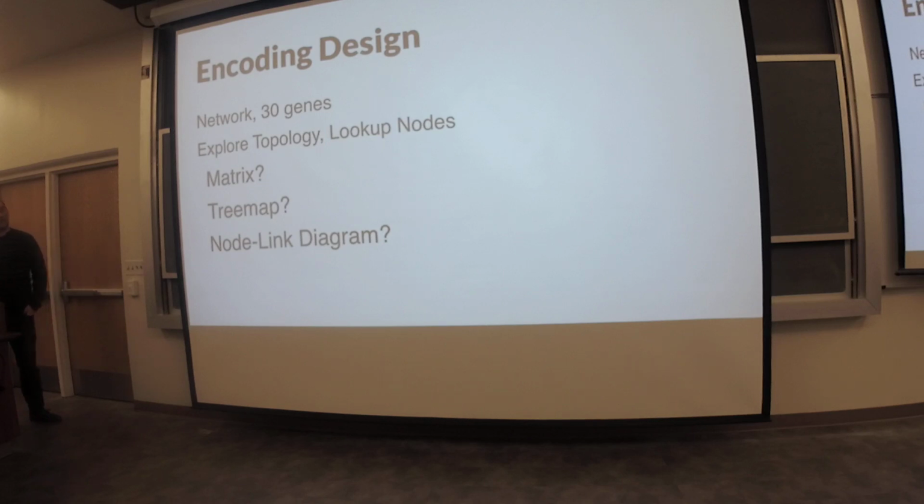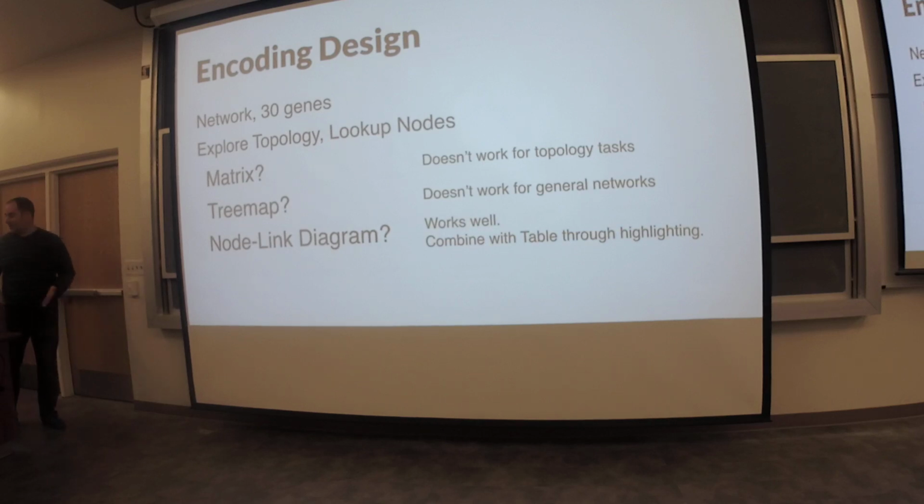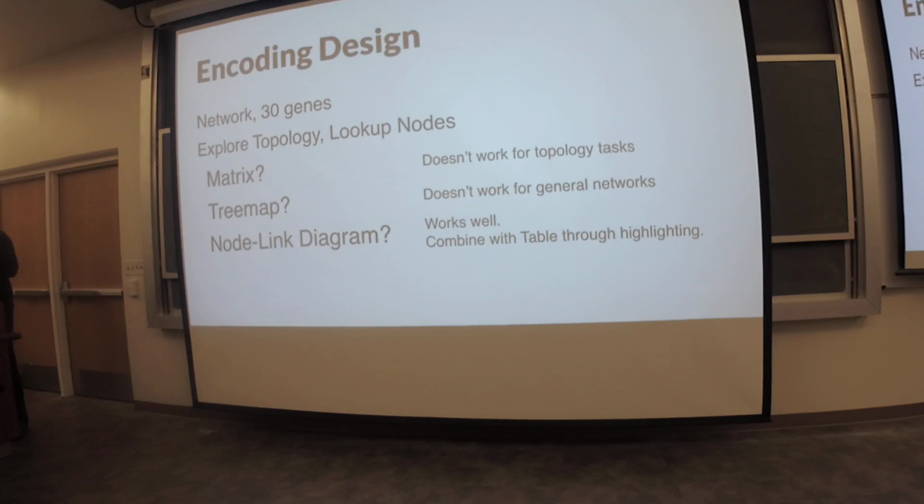The second piece is for our network. We have about 30 genes. We need to explore the topology and look up a node. So do we want to use an adjacency matrix? Well, it's a little bit tricky to see paths. This is something that you care about in the pathway, so it doesn't really work that well for the topology-based tasks that we care about. Tree map, no, it's not a tree, it's a network, so we can't use a tree map. So node link diagram works well because it's fairly small, and we can then combine the table with this node link diagram and highlight whatever we look at in the node link diagram and in the table to integrate between the two of them. So that would be an example of how you could approach this.